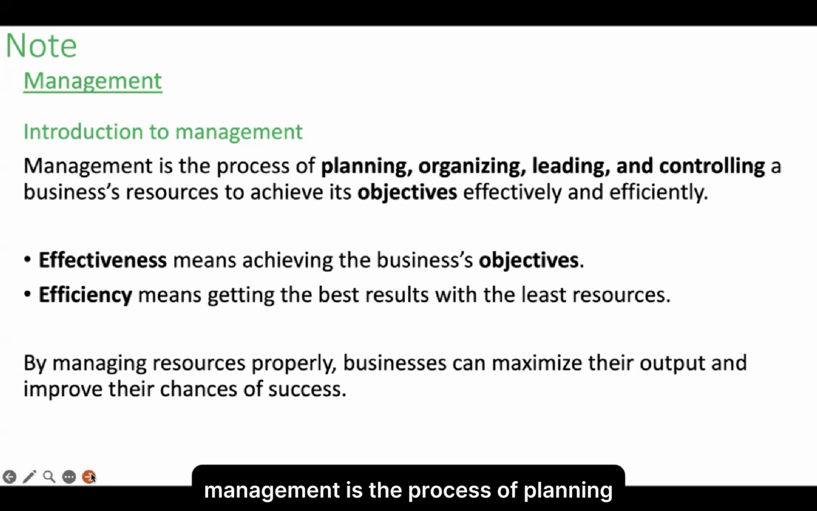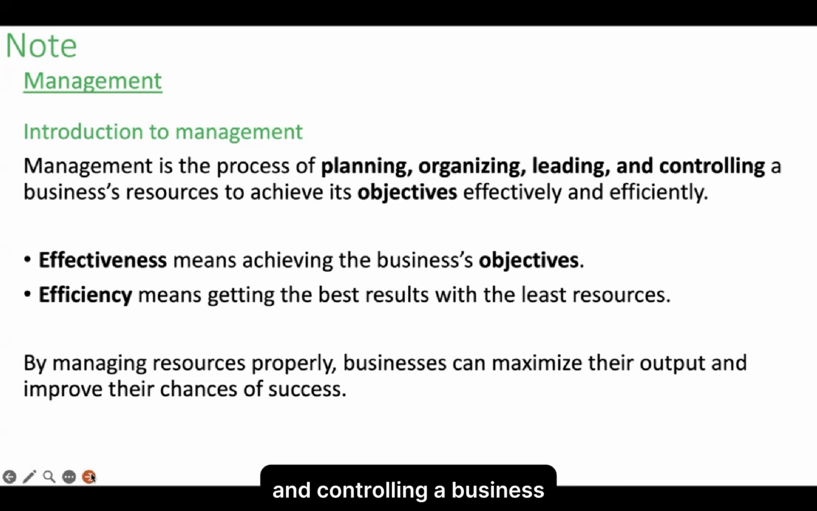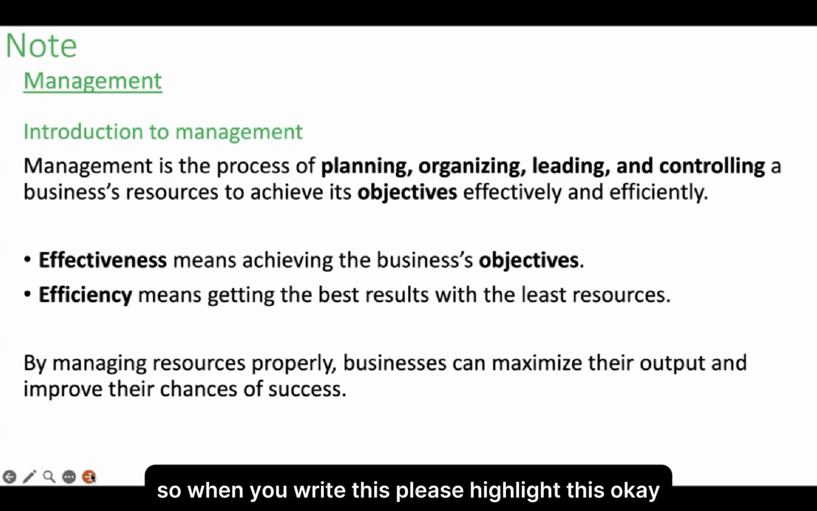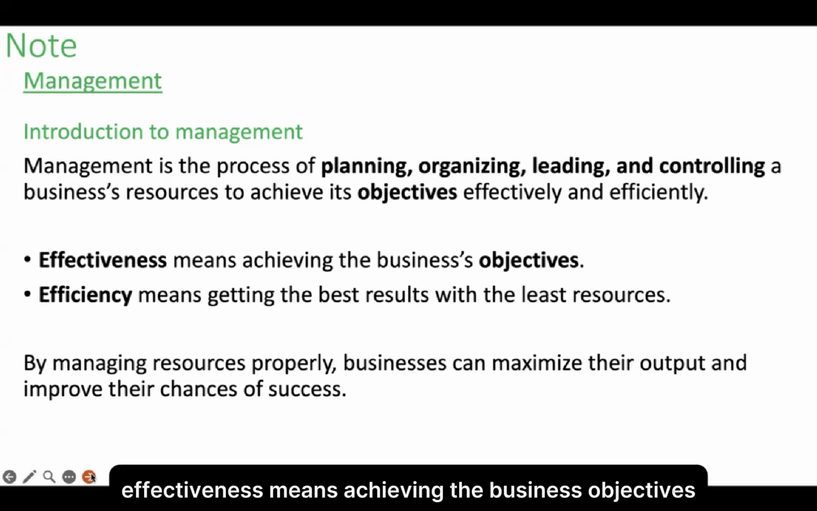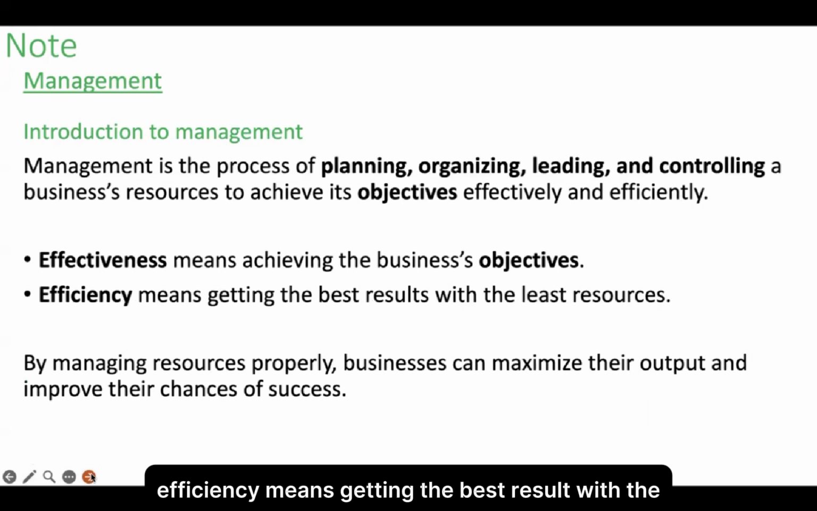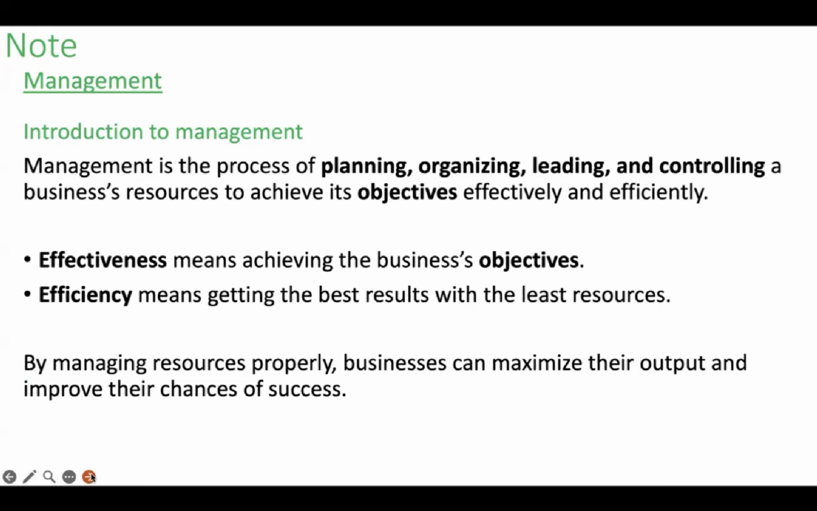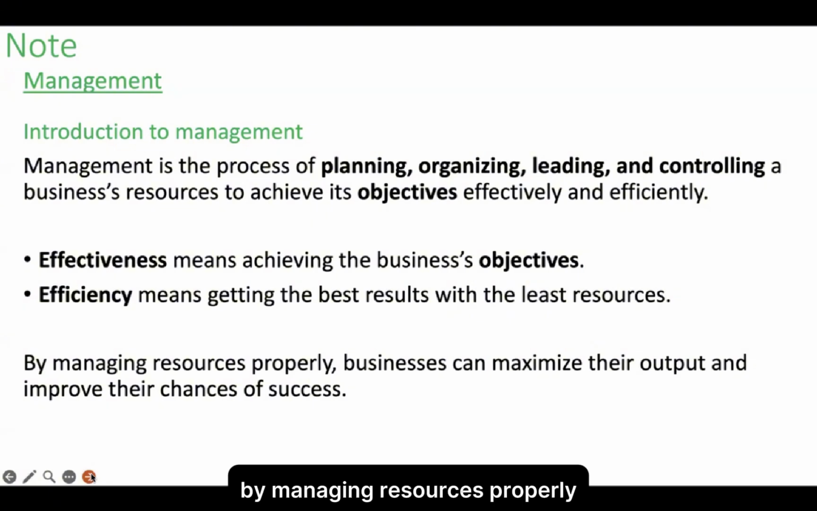Management is the process of planning, organizing, leading, and controlling a business's resources to achieve its objectives effectively and efficiently. So when you write this, please highlight this. You can either underline it. Effectiveness means achieving the business objectives. Efficiency means getting the best result with the least resources. By managing resources properly, businesses can maximize their output and improve their chances of success. So take a couple of minutes and write this.